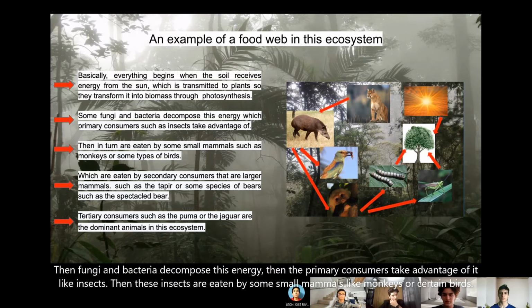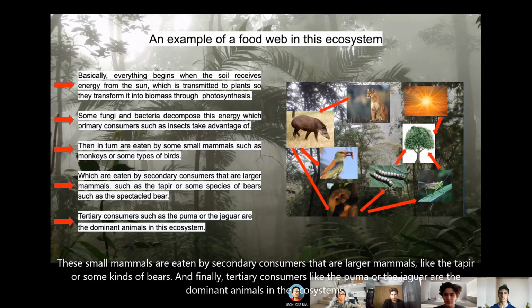Then the primary consumers take advantage of it, like insects. These insects are eaten by some small mammals like monkeys or certain birds. These small mammals are eaten by secondary consumers that are larger mammals, like the tapir or some kinds of bears. And finally, the tertiary consumers like the puma or the jaguar are the dominant animals in the ecosystem.